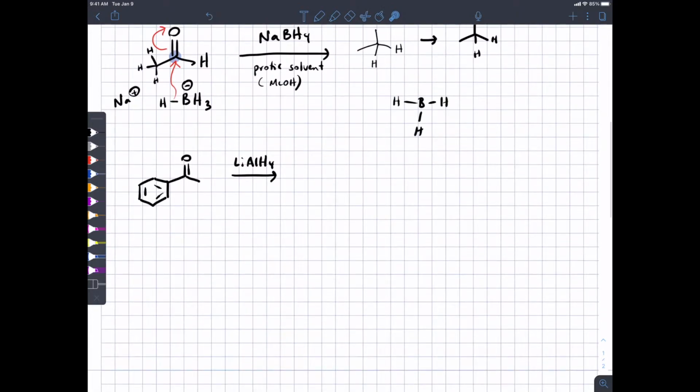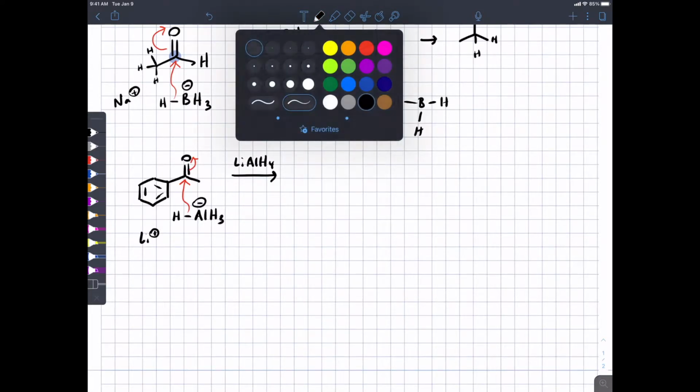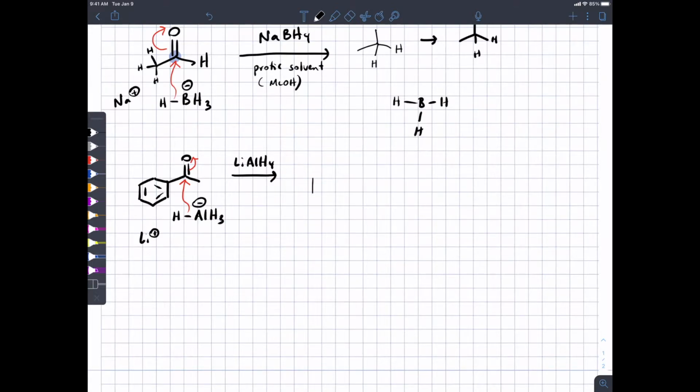This is going to deliver, again, a hydride equivalent to the carbonyl carbon, to the pi star. Lithium is the counter ion. There's some evidence that that lithium is associated with this carbonyl oxygen, but we won't worry about that. Aluminum hands off H minus to the pi star of the carbonyl compound at the carbon. We break the pi bond. We get a tetrahedral intermediate.